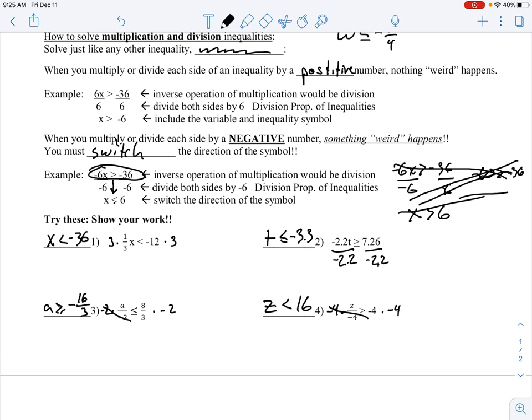Remember, this is just like solving equations. The only difference is the number of solutions that the equation or inequality will have, whereas equations have one solution like we've been finding, inequalities have infinitely many.